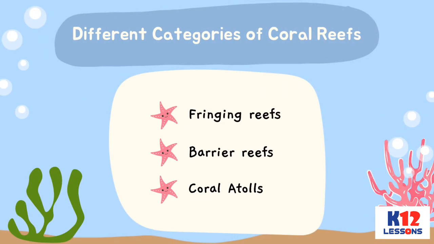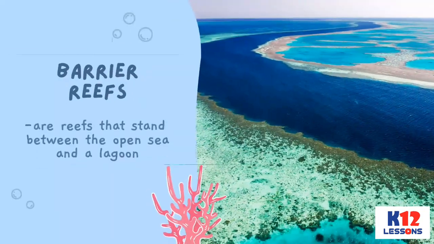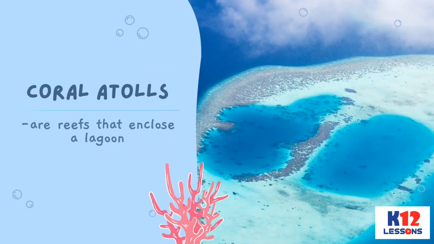There are different categories of coral reefs: the fringing reefs, barrier reefs, and coral atolls. Fringing reefs are reefs that hug the shore of continents or islands. Barrier reefs are reefs that stand between the open sea and a lagoon. Coral atolls are reefs that enclose a lagoon.